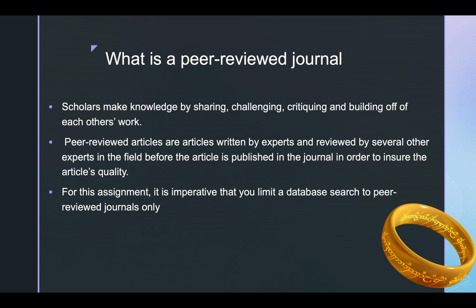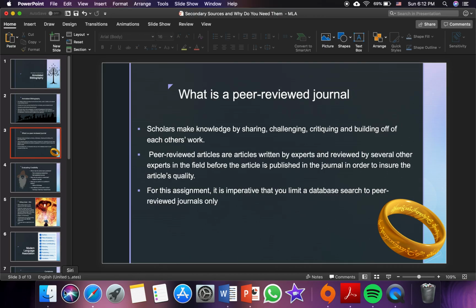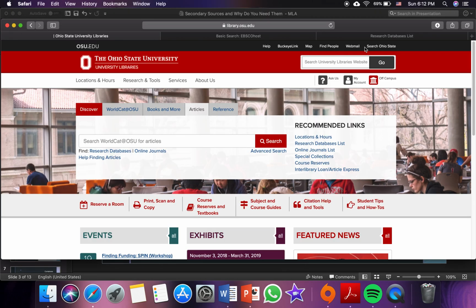So for this assignment, you have to make sure that at least one of those sources comes from a peer reviewed journal. And in order to show you how to do that, I thought it would be important to show you how I do it usually. So there are two main ways that you can do it.